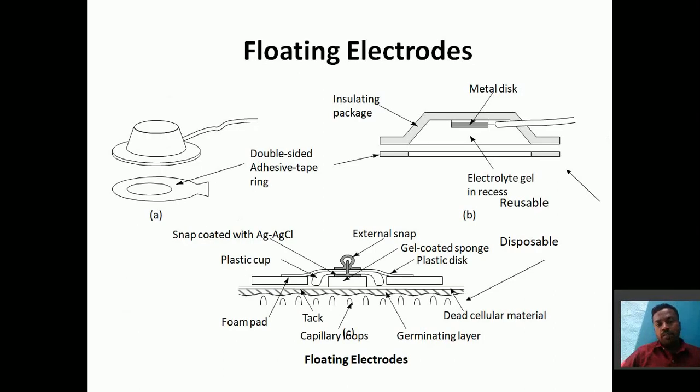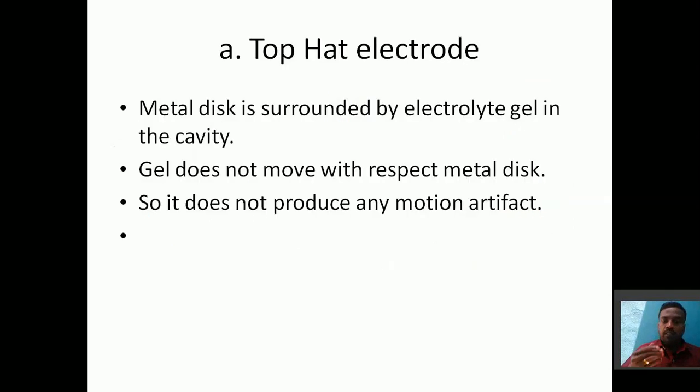The next one is the floating electrode. The floating electrode overcomes the artifact given by the previous types of electrodes. It reduces most of the motion artifact. It has a metal disc electrode that is insulated by non-conducting material, and the metal plate electrode is placed in a hollow place. The hollow place is filled with electrolyte. It has double-sided adhesive tape to hold the electrode to the body. So that is a floating electrode.